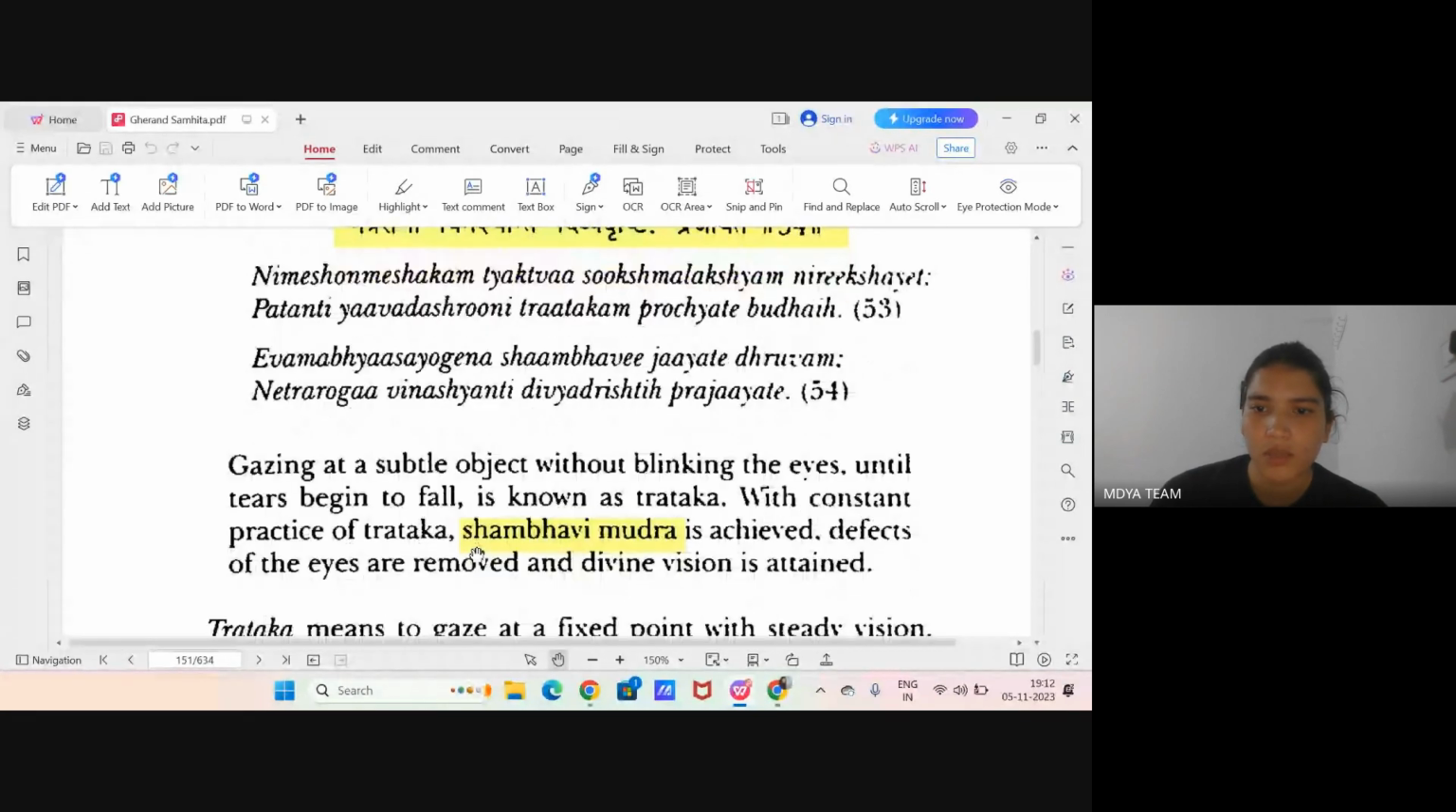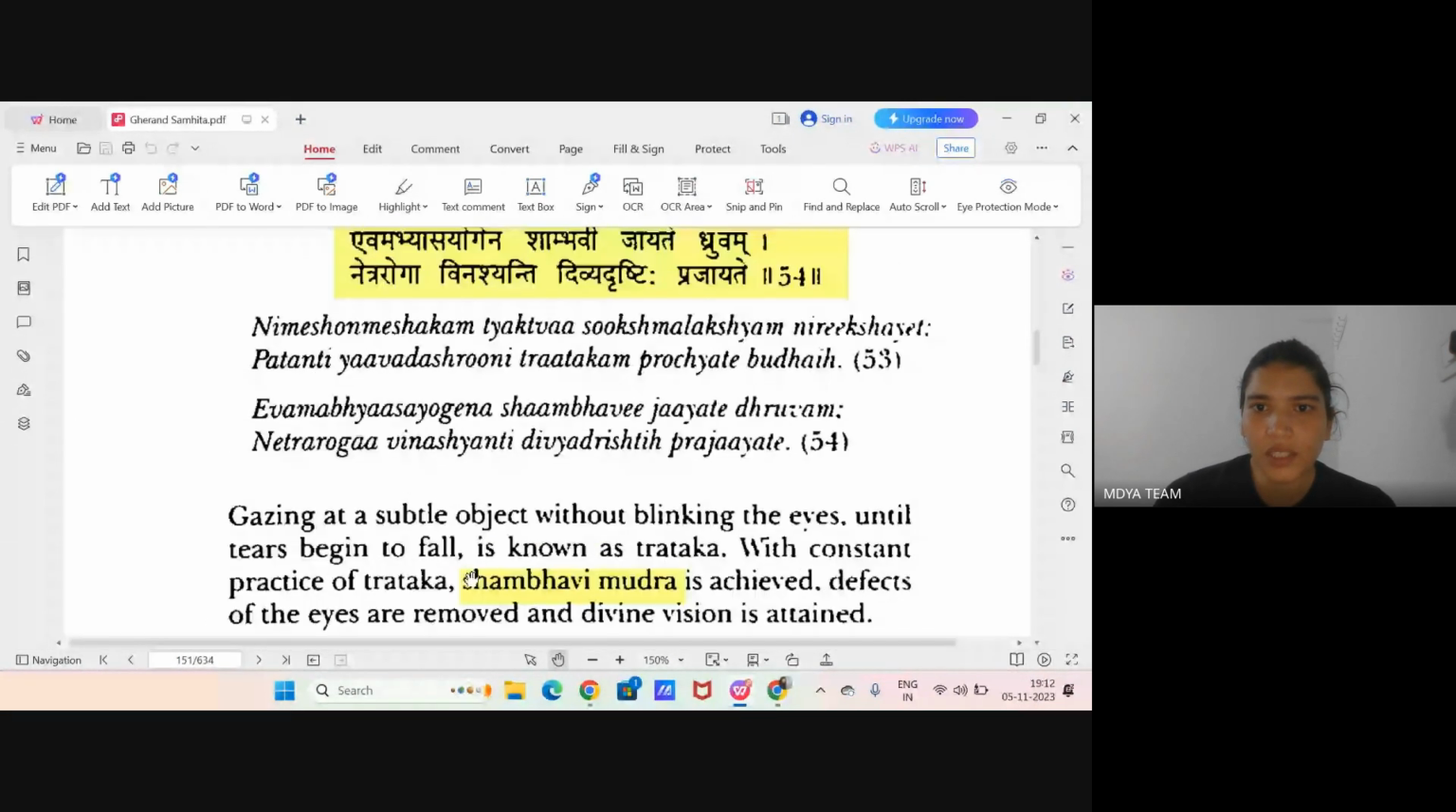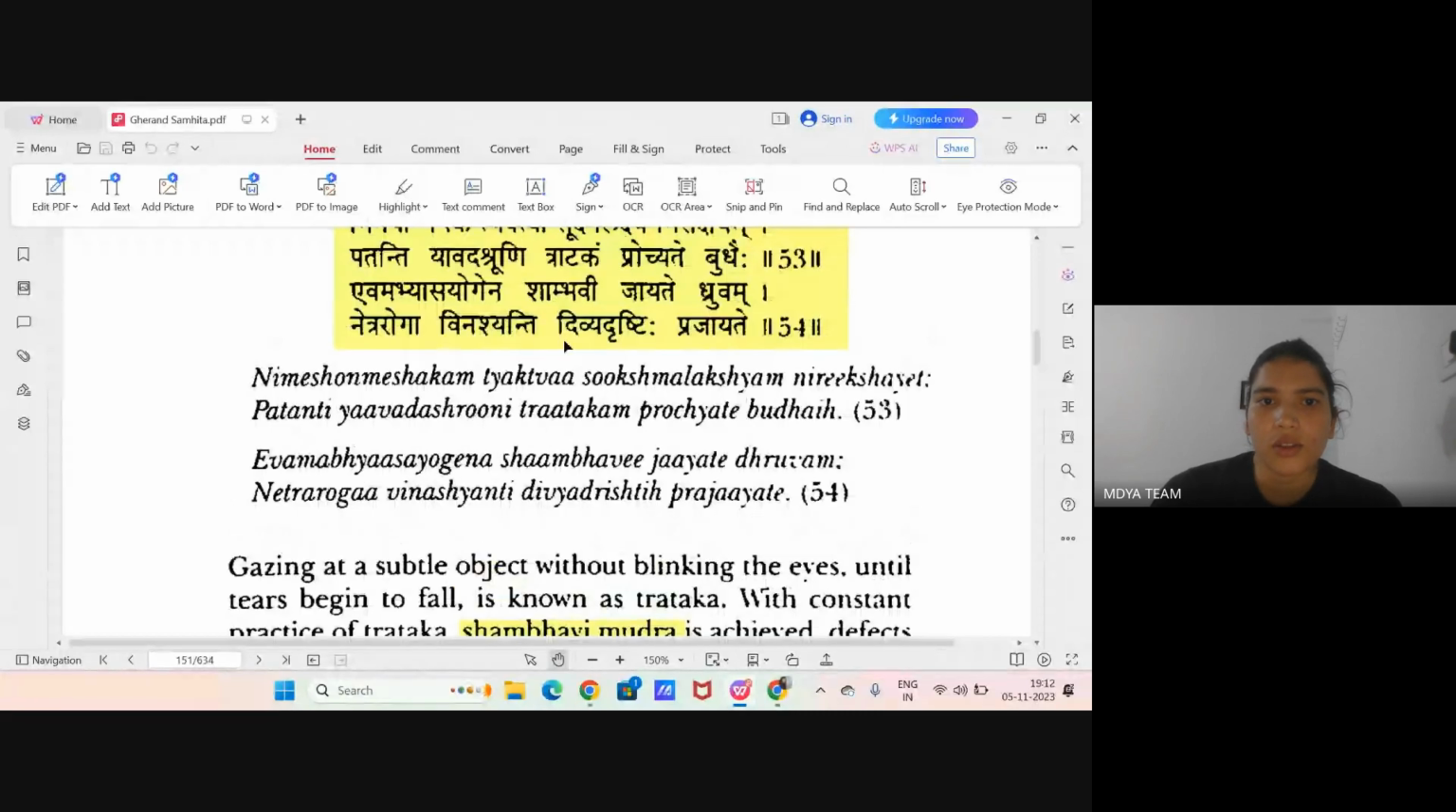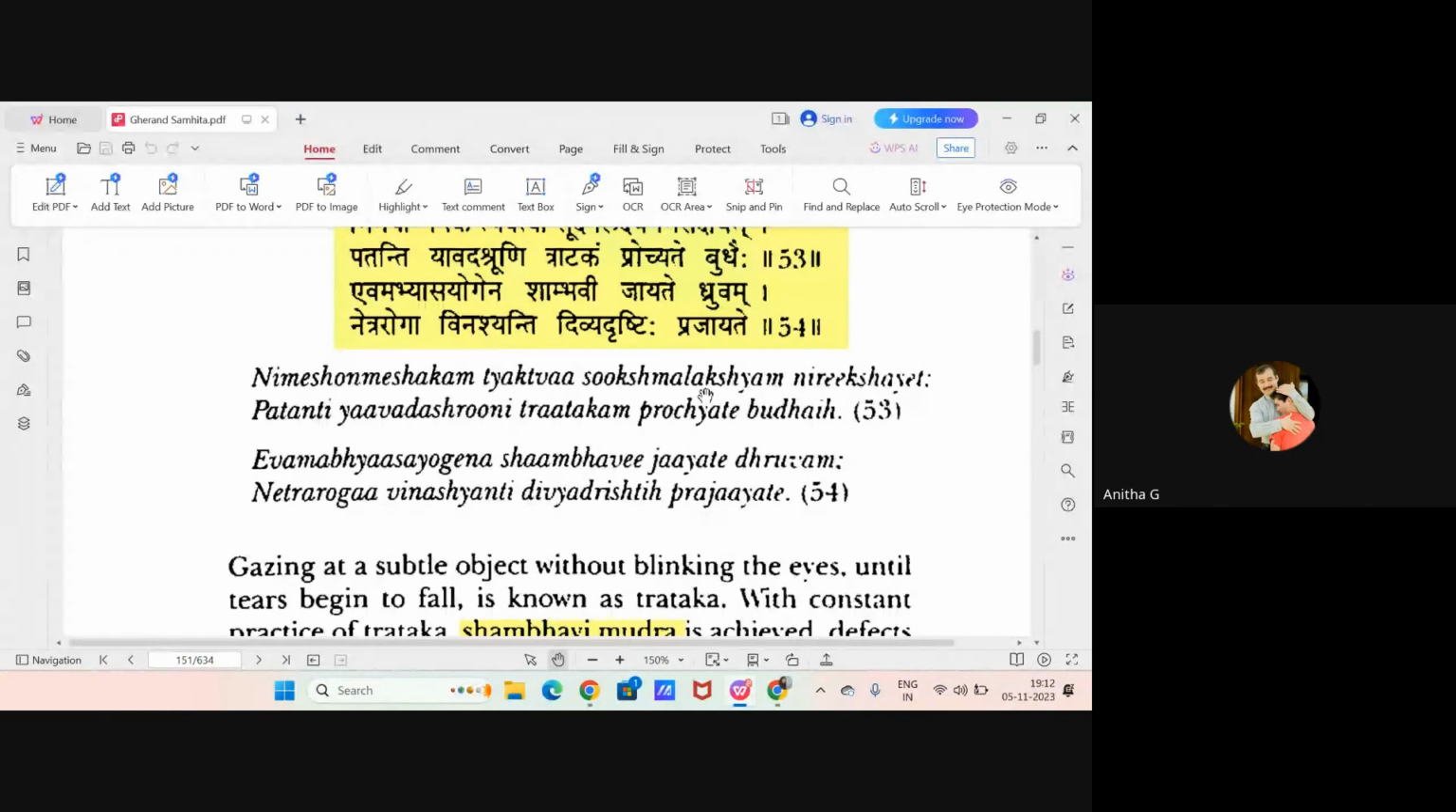So what is the first benefit of Trataka? You can achieve the Shambhavi Mudra. Next is Netra Roga Vinashyanti. Any kind of eye disease can be removed. And Divya Drishti Prajayate. Can anybody tell where we have earlier mentioned the benefit of Divya Drishti? Sutra Neti, ma'am. Sutra Neti and also Kapalarandhra Dhauti.